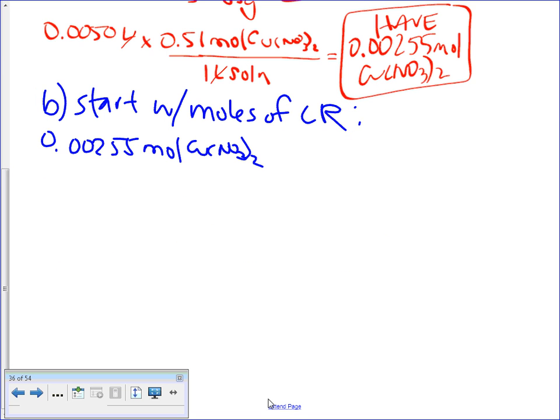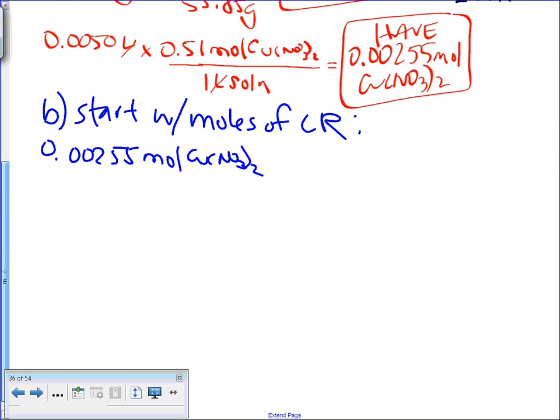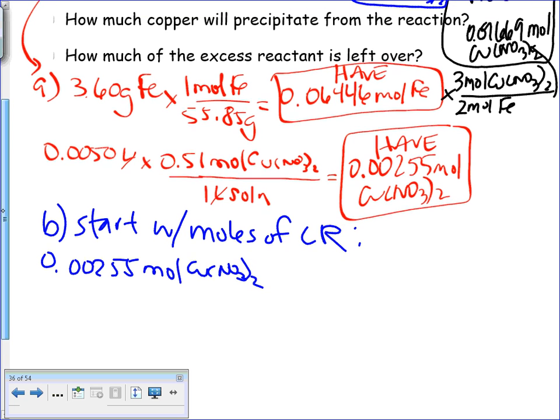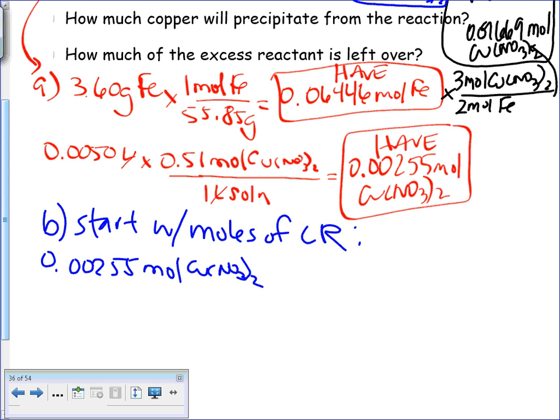So what's my question part B? Sorry, I'm scrolling around here. What's my question part B? How much copper will precipitate from the reaction? So question, grams of copper. You can get me there. That's my first step. Okay, do mole ratio from copper 2 nitrate to what? To copper. You guys have your BCE in front of you. Mine's way up high. What is the ratio? 3 to 3. 3 moles of copper to 3 moles of copper 2 nitrate.